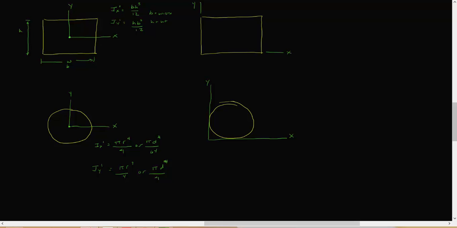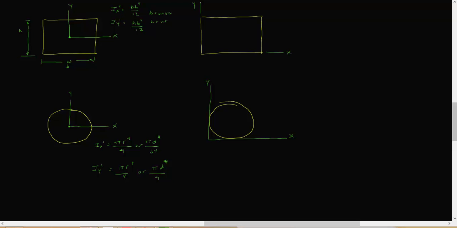Now again, notice how this just swapped, right? The B and the H is just swapped. So if you would rotate this, it would be the same thing. You could say BH cubed. It's all depending on how you're orienting your axis and how you want to call this base and height.